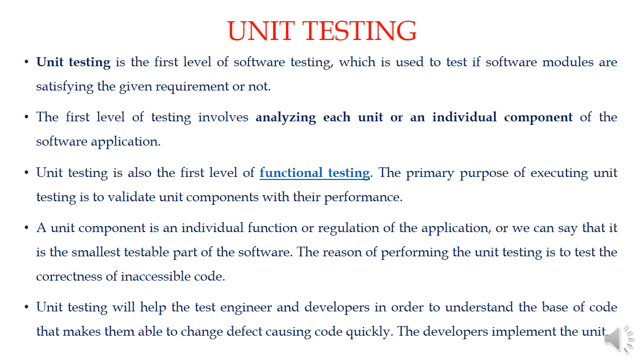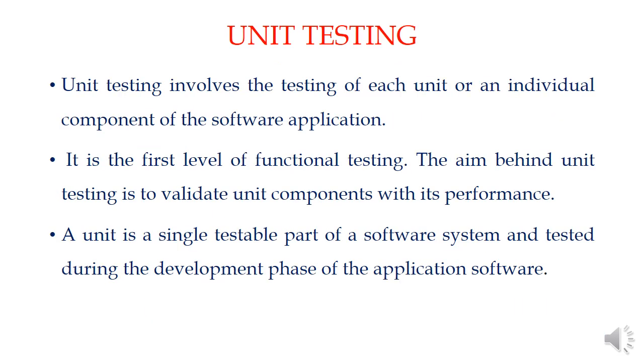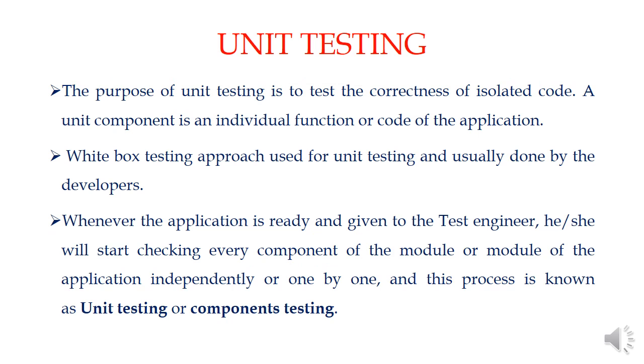The reason for performing unit testing is to test the correctness of isolated code. Unit testing will help the test engineer and developers understand the code base, which makes it possible to quickly change the code that is causing the defect. The aim behind unit testing is to validate unit components with their performance. A unit is a single testable part of a software system and is tested during the development phase of the application software. The purpose of unit testing is to test the correctness of the isolated code.